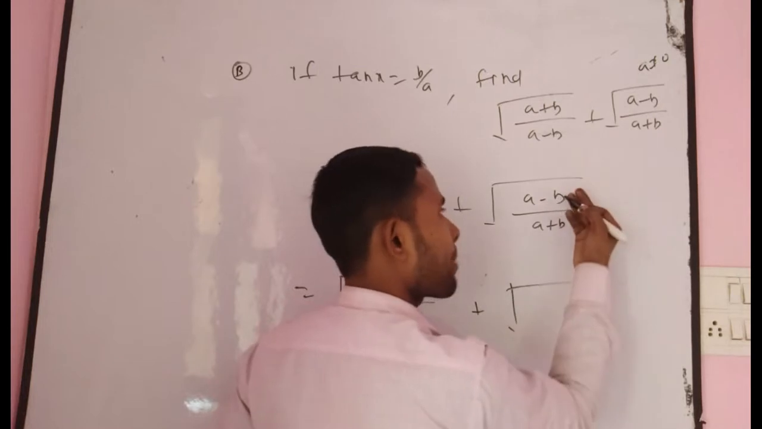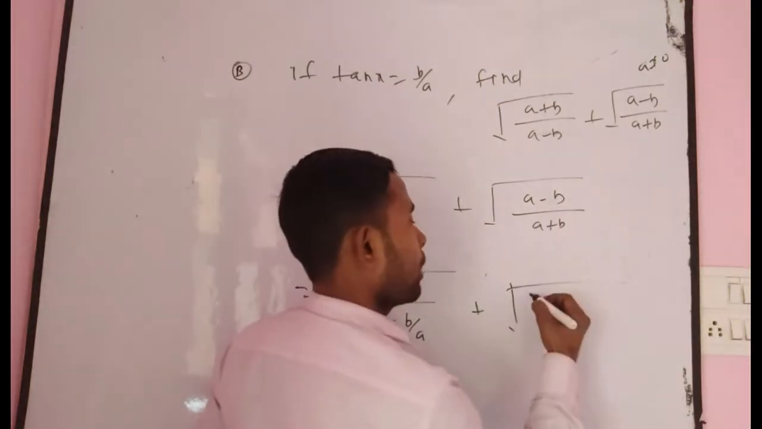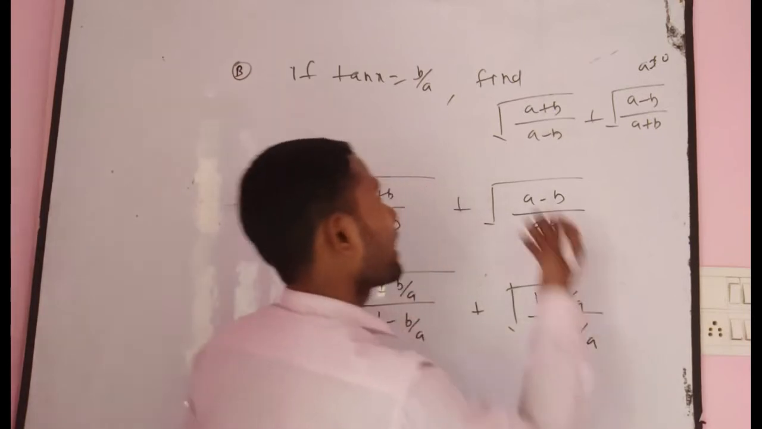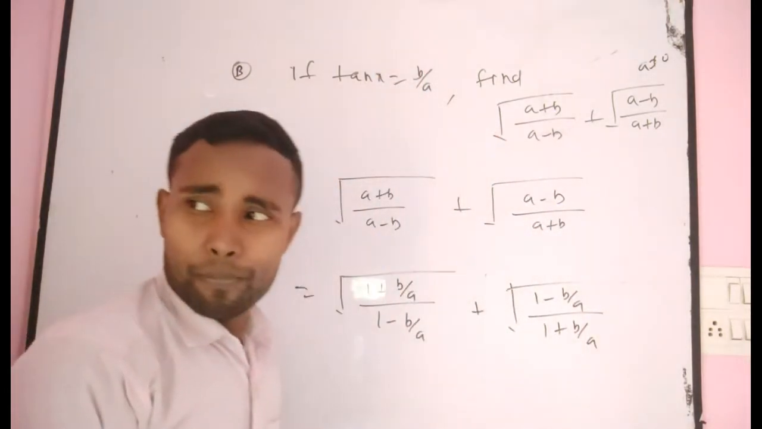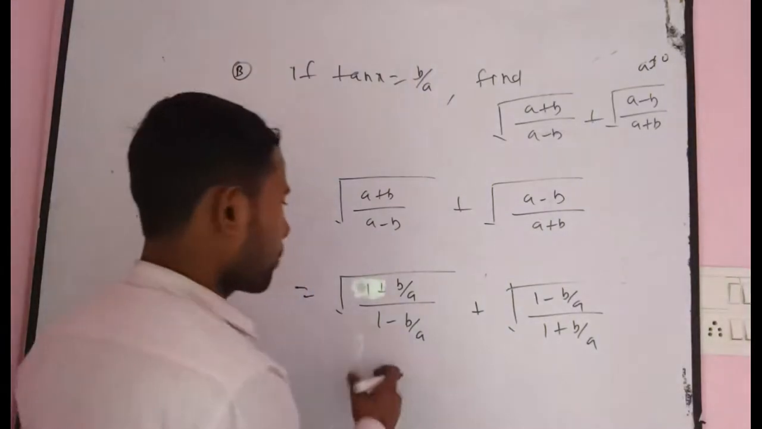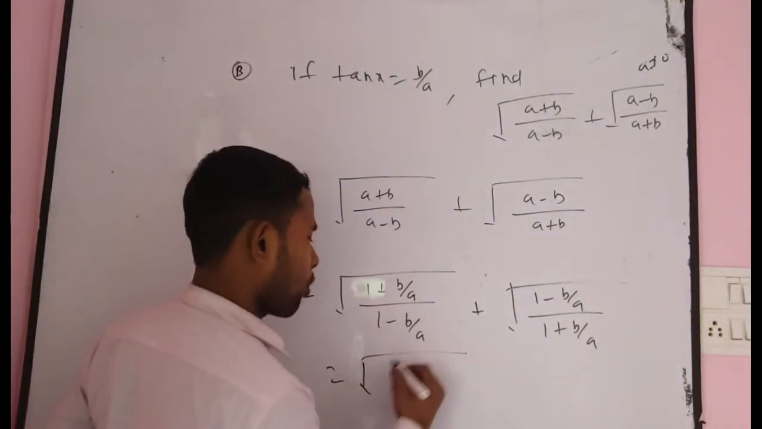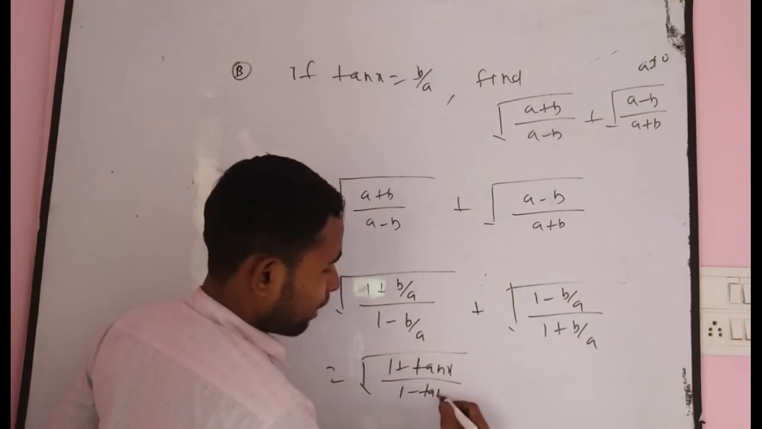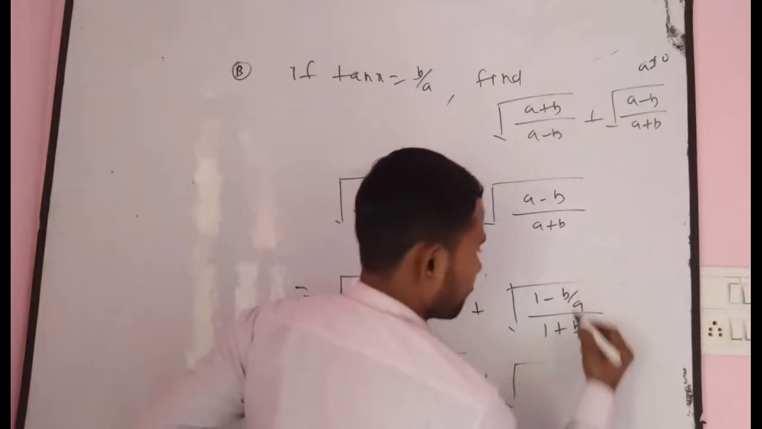Under root, if you again divide the numerator and denominator by a, you get 1 minus b by a divided by 1 plus b by a. As you know that tan x is equal to b by a, so can you write directly the formula of b by a is equal to tan x divided by 1 minus tan x? Can you write? Plus under root.